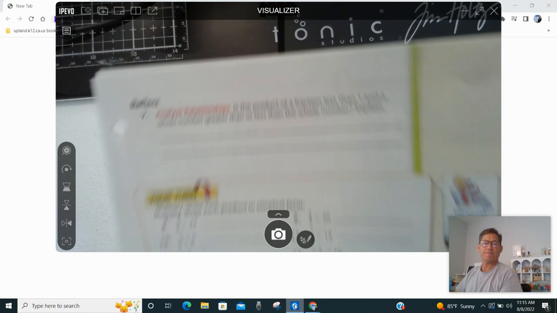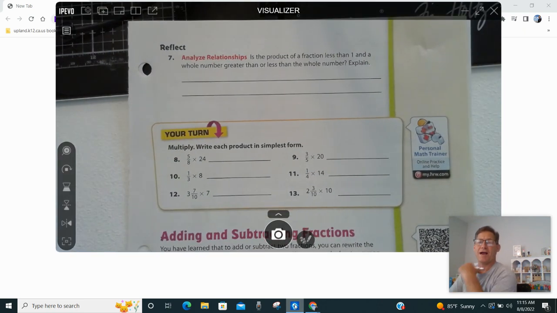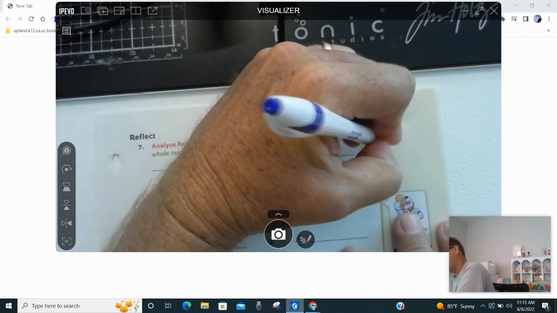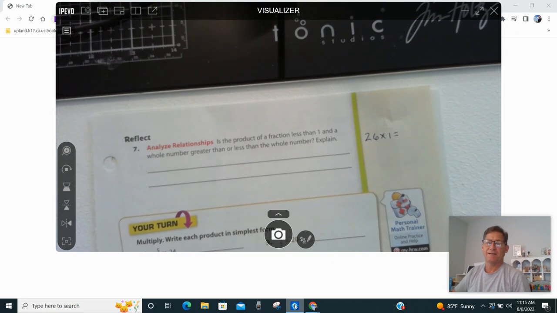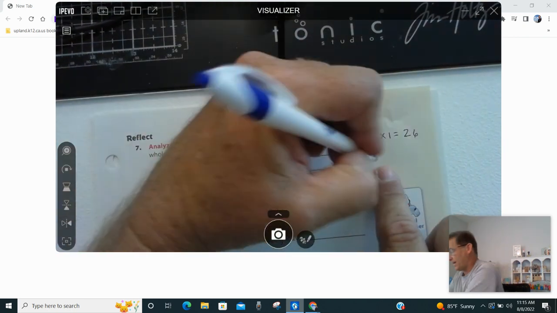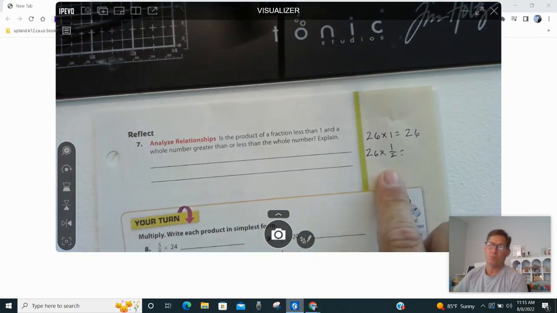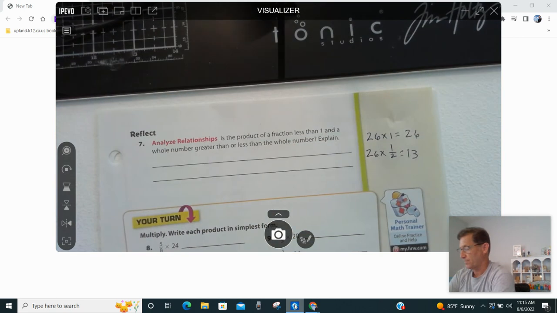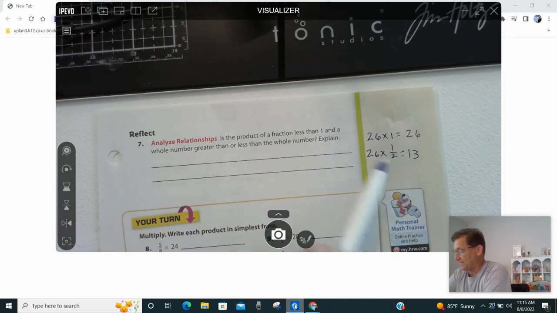Number 7. Is the product of a fraction less than 1 and a whole number greater than or less than the whole number? Well, let's just look at it this way. 26 times 1. That's a whole number times 1 whole, right? And we get 26. What if we multiplied the whole number by a fraction less than 1? Well, half of 26 is 13. So, is the product of a fraction less than 1 and a whole number greater than or less than the whole number? It's less than.